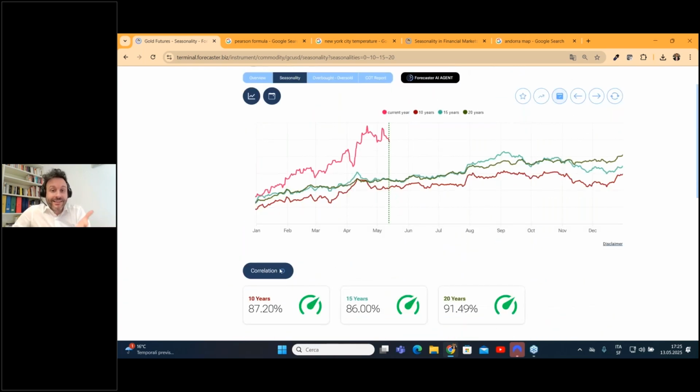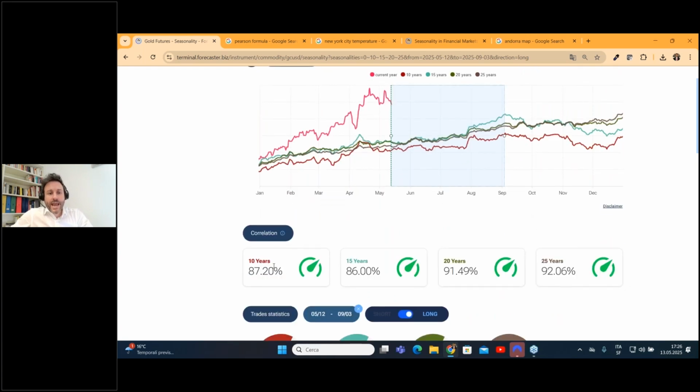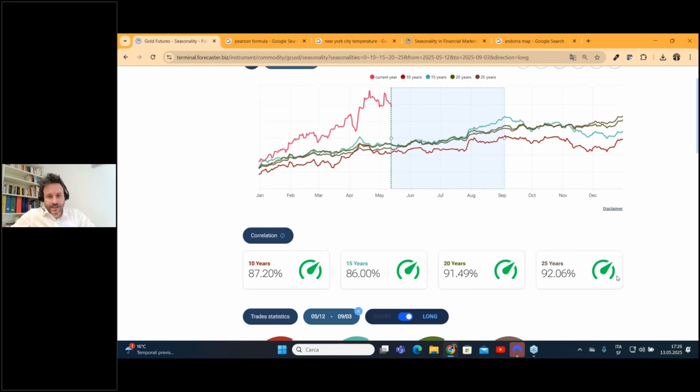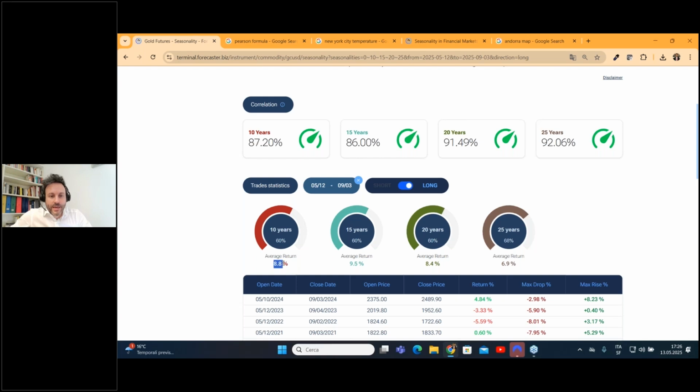But we added the correlation, okay, because what happened in the past is not a promise for the future, okay? So we added the correlation in order to understand if today we can rely on seasonality. And in this case, of course, we can also use the 25-year seasonality because it has a very high correlation with the current year. But as you can see, the analysis for the next month is very consistent, because we have a high correlation on every seasonality, okay? And of course, we can expect a result between 8.8% and 6.9%, okay?